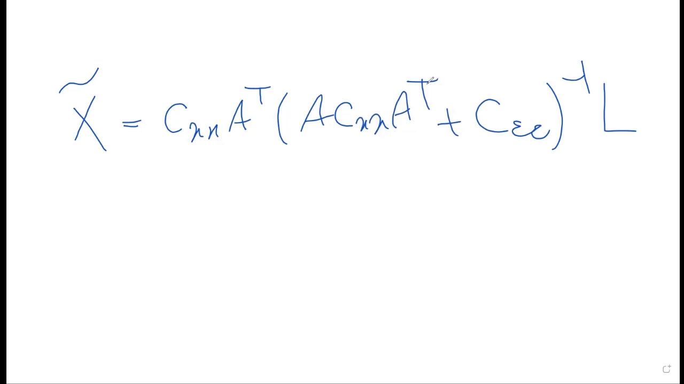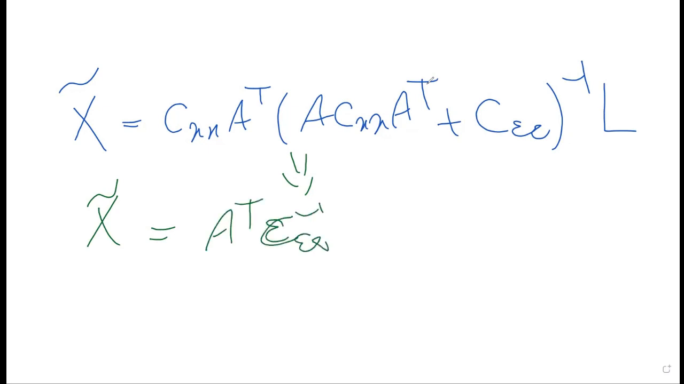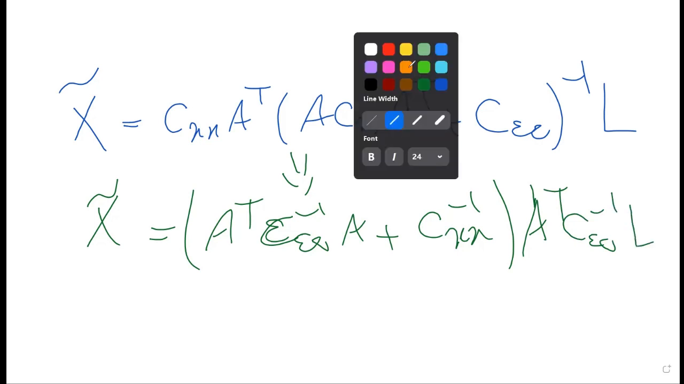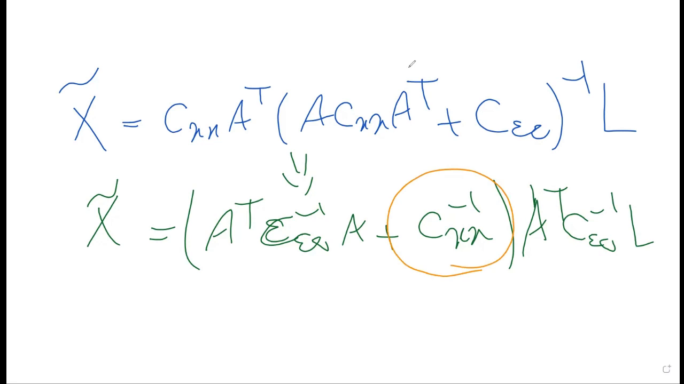I changed this to X cap is A transpose C epsilon inverse A plus C_X inverse, A transpose C epsilon inverse. And this is exactly what we have in Tikhonov regularization.